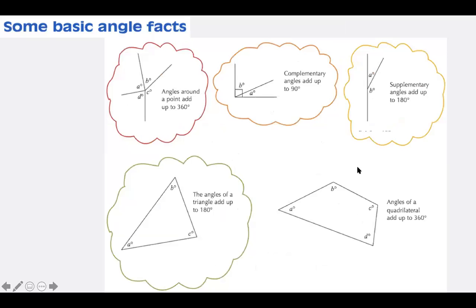And then I've got some basic angle facts as well that we looked at. Angles around a point, complementary angles to 90, supplementary angles 180, all angles in a triangle add up to 180. So you could build your own flashcards if you want.